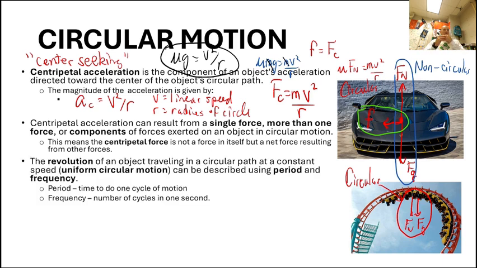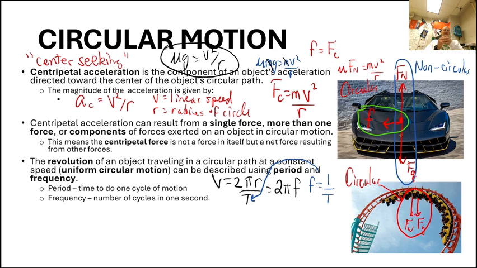Okay, now something that you may also have to deal with is, how fast is something moving in that circle? The revolution of an object traveling in a circular path at a constant speed, which we call uniform circular motion, can be described using period and frequency, where period is the time to do one cycle of motion and frequency is the number of cycles per second. So to figure out that speed, it's 2 pi r over T, or 2 pi f. The reason it's 2 pi f is because the relationship between frequency and period is 1 over T. So all I did is substitute in f for 1 over T, okay?